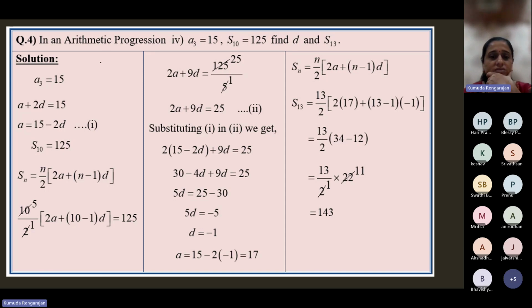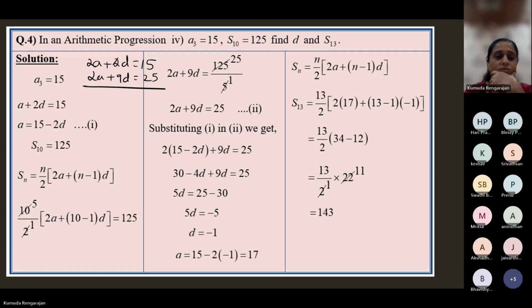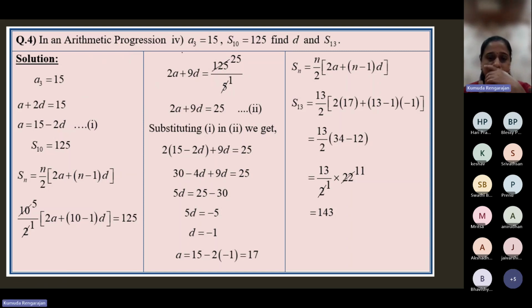As I said, you can also write the equations like this. a plus 2d is equal to 15. 2a plus 9d is equal to 25. Multiply the first equation by 2. Change the signs. Eliminate. d is equal to minus 1. You can also do it like this. So from this, you get a linear equation in a and d. From this one also, you get a linear equation in a and d. So we solve and find the values of a and d. To solve, you can use the elimination method or the substitution method.